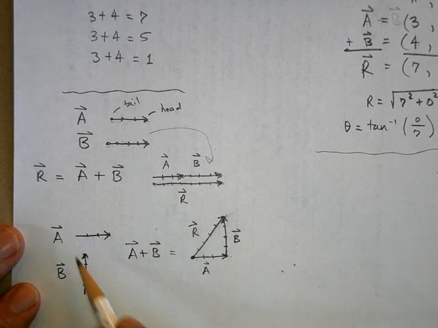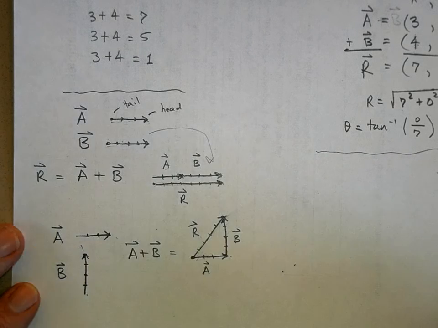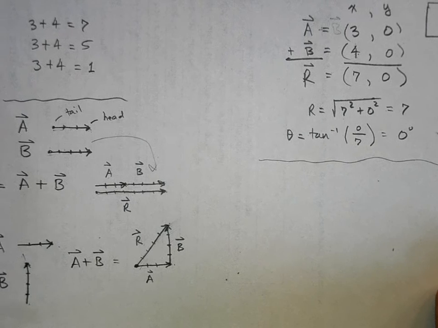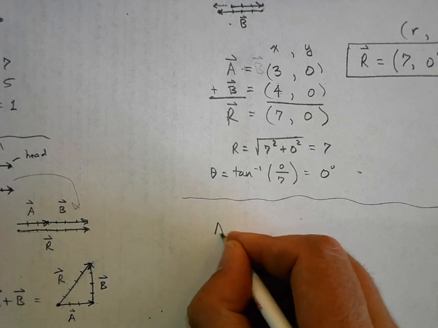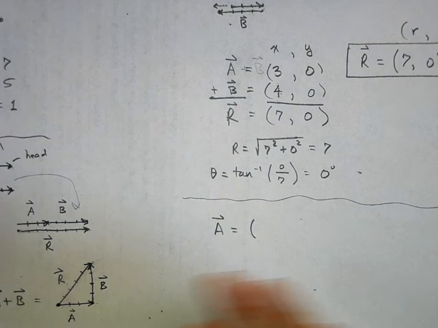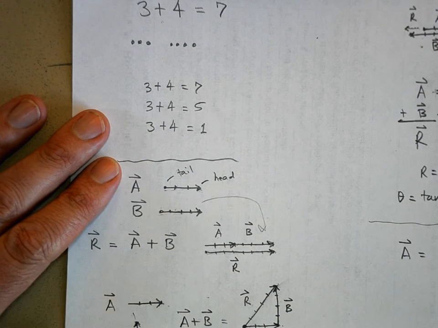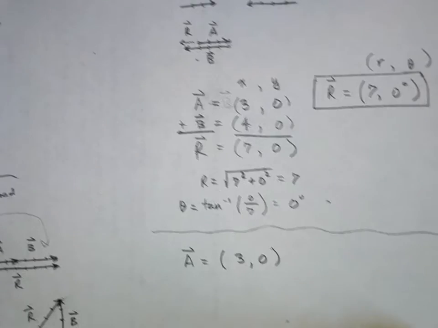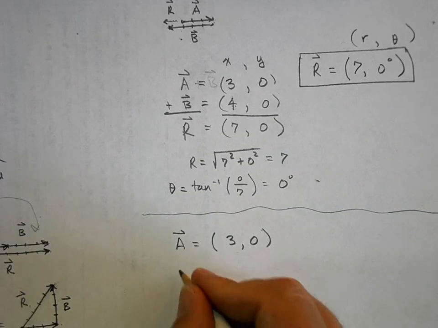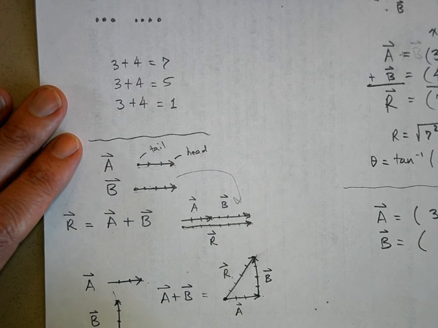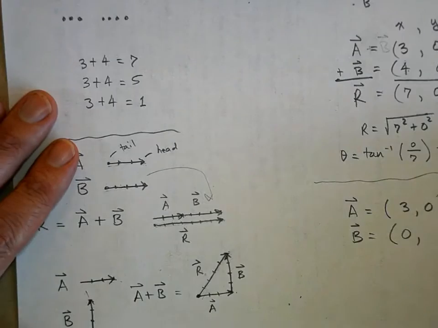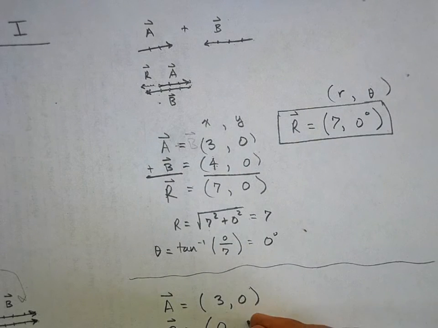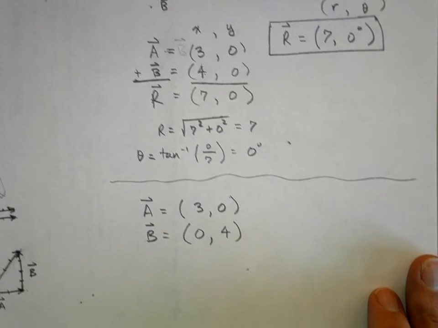Here we have A plus B, and so if I'm going to write this example in rectangular coordinates, well, what is A? Once again, if I look at it, it's 3 units long in the x direction and 0 in the y direction. But look at vector B now. Vector B has no x component. So in the x direction, B is 0. But in the y direction, it's 4.